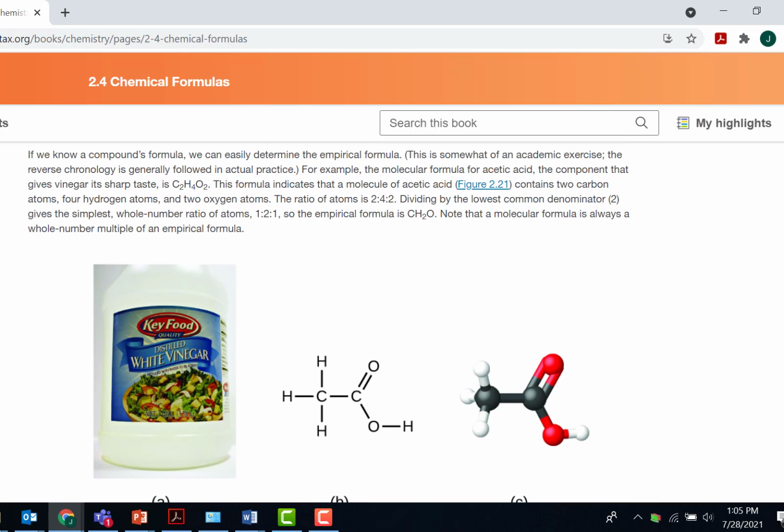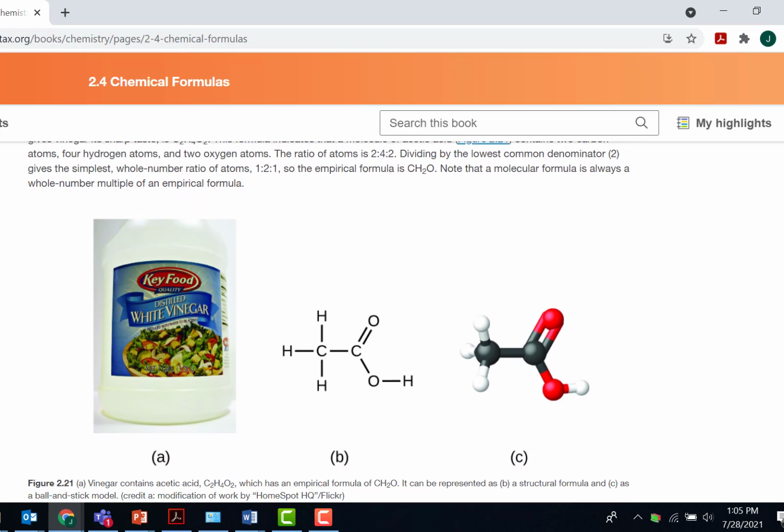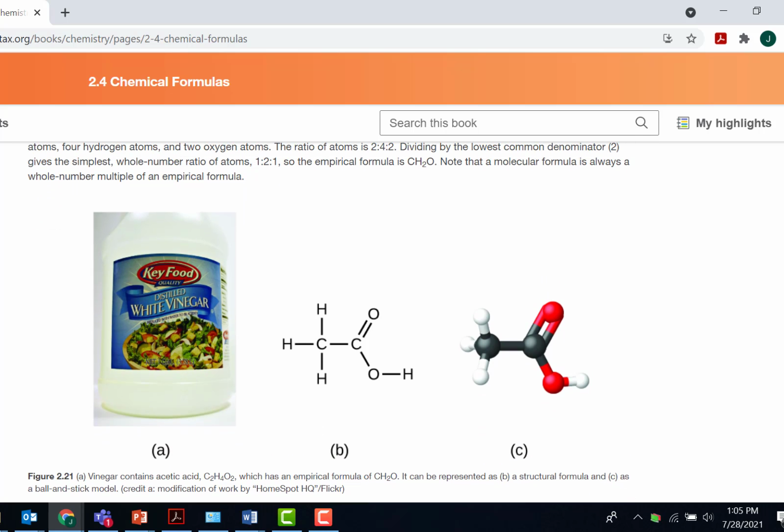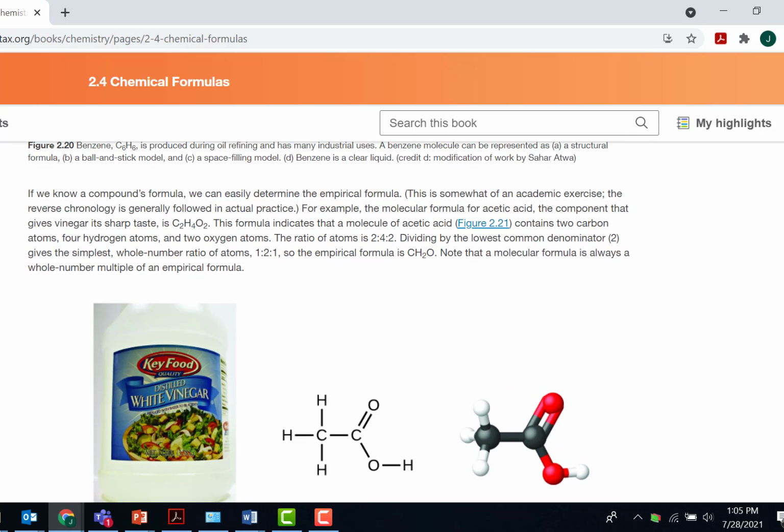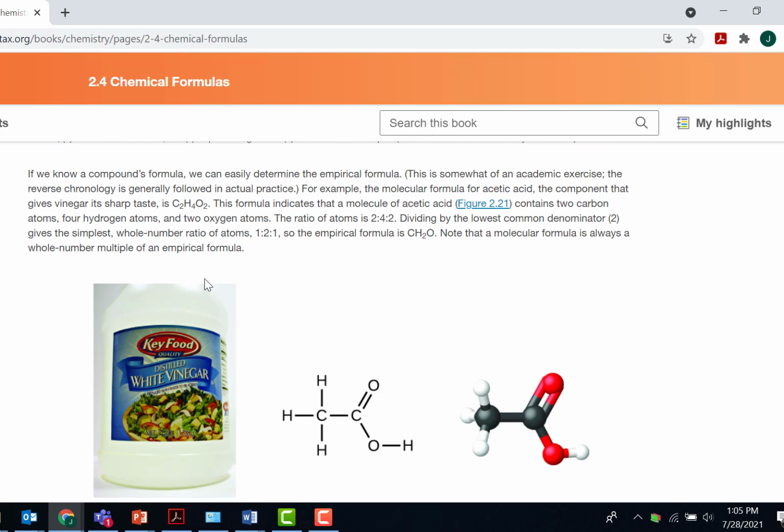Here we're looking at an example of another molecule where we might be able to see a difference between the empirical formula and the molecular formula. So this is vinegar. This is the molecular formula of vinegar, and you'll notice you have C2H4O2. Each one of those can be divided by 2, and if we do that, we end up with CH2O.